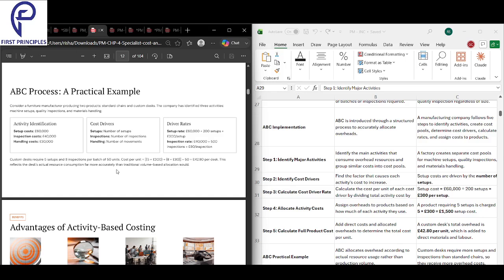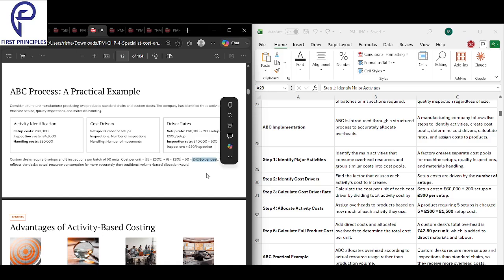Okay, so I'll show you each step over here, guys, in this example. The first step is activity identification. Are we clear with the first step, guys? Second, we identify the cost drivers. Are we clear with the cost drivers? Okay, second step done. Third step, we find the driver rates. Fourth is allocate the activity cost. For the custom desk, 5 setups and 8 inspections are there, so we allocated the cost for 5 and 8. And finally, did we find the full cost per unit? Yes, we did.